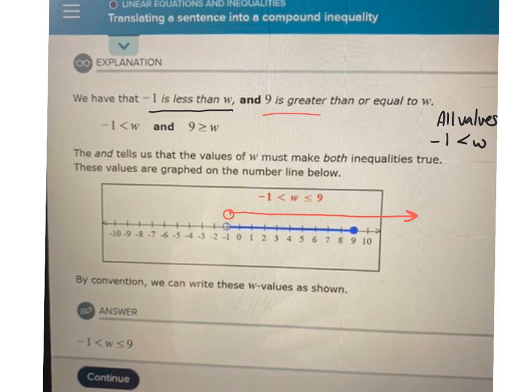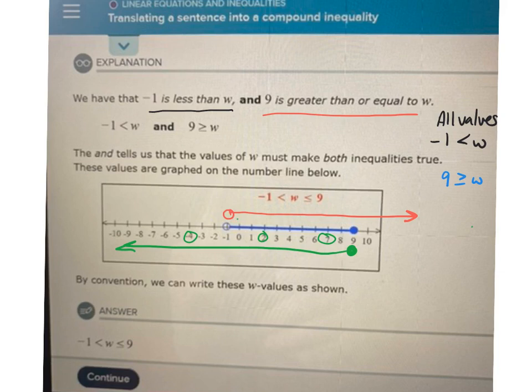The second part says 9 is greater than or equal to W. So it's saying 9 is greater than or equal to W. That means 9 is bigger or equal to all those numbers. So all the numbers going this way have 9 bigger than them. Just think of a random number, 2. 9 is bigger than 2. 7, 9 is bigger than 7. -4, 9 is bigger than -4. And it's equal to, so 9 is actually equal to, so we put a solid dot here.